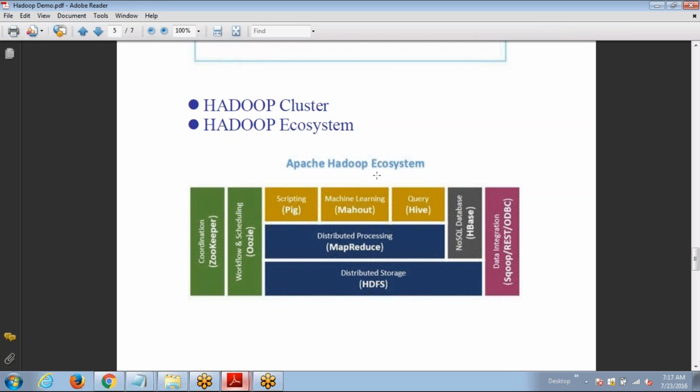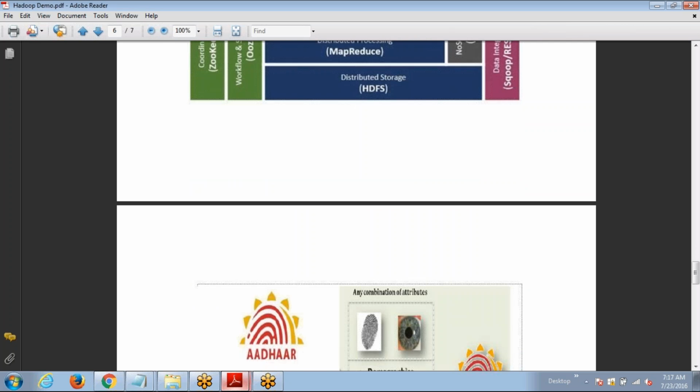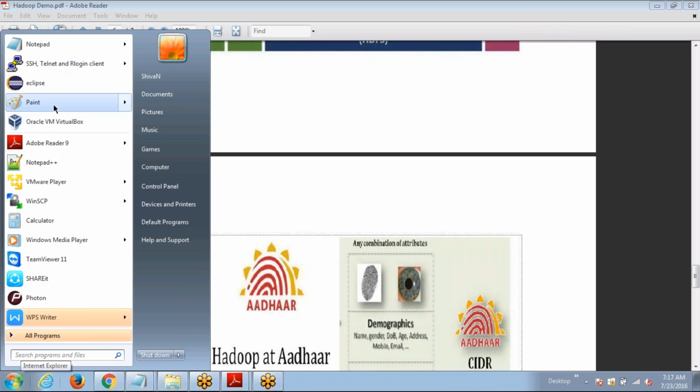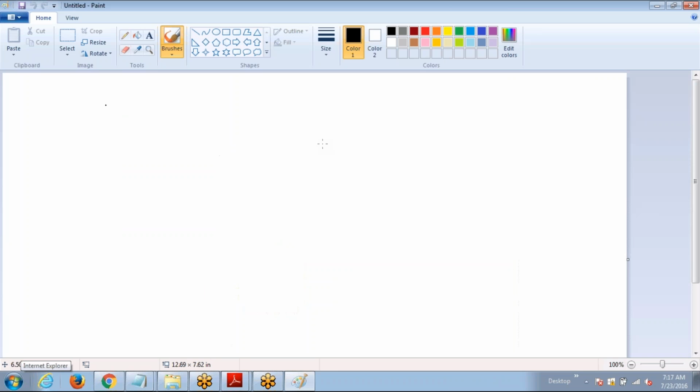With this knowledge, and Likita was asking, this is the ecosystem component that we are going to discuss thoroughly. I did not put Flume here, but we are going to discuss Flume thoroughly, 100%. So with this knowledge, let's move on with our discussion.